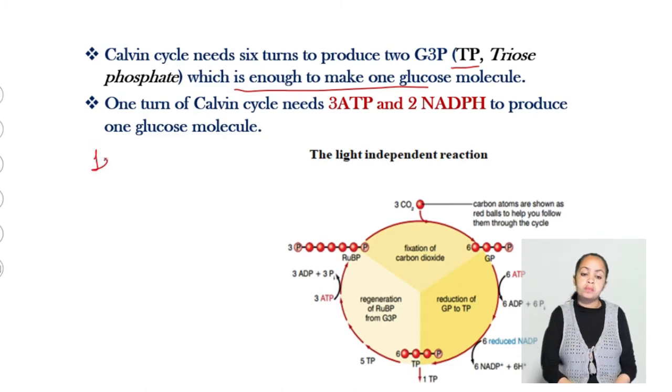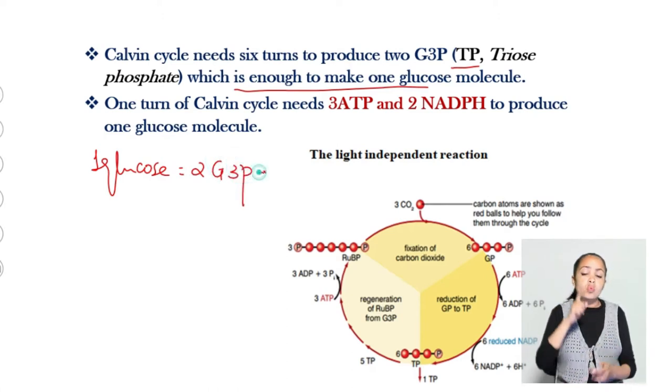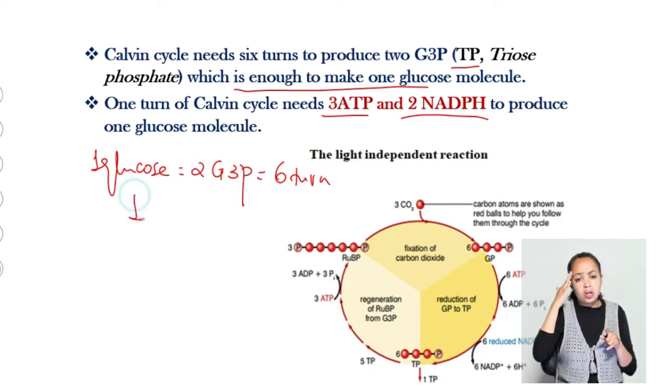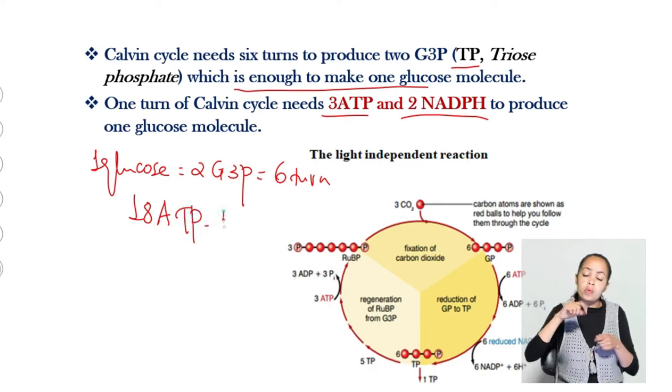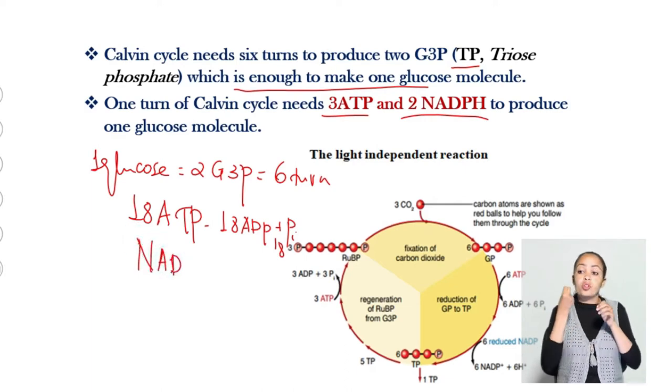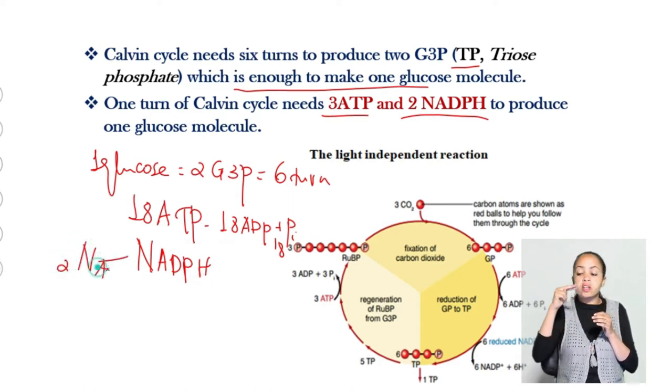Let's say one glucose molecule is made from 2 glyceraldehyde triphosphate molecules, which needs about 6 turns, where each turn consumes about 3 ATP molecules and 2 NADPH molecules. From 6 turns, this consumes about 18 ATP molecules, which break down into 18 ADP molecules plus 18 inorganic phosphate molecules. And again, 12 NADPH are used here, in the form of oxidation. The 12 NADPH become oxidized to NADP, which can later be reused.